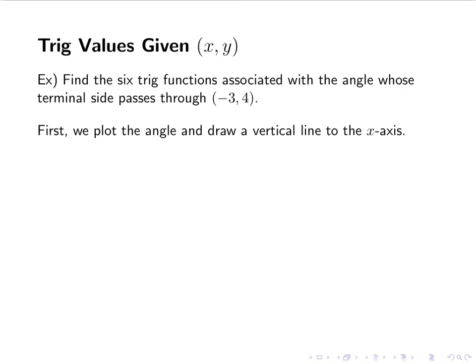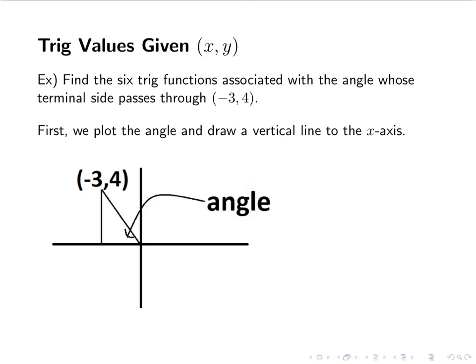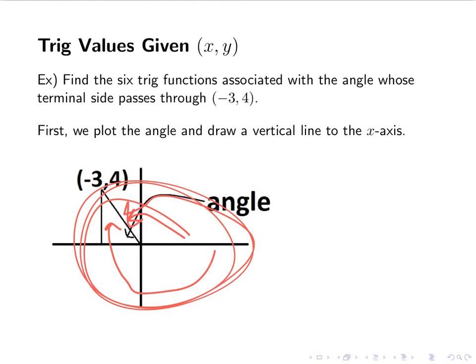So the first thing we're going to do is plot it. So -3, 4 is in quadrant 2. And once we've plotted that point, we draw the line from the origin to that point, and that's going to be the terminal side of our angle. Now it doesn't say which angle it is, because our angle could be this guy here. It could be this guy here. I could go around 20 times and then go to it. So the angle doesn't actually matter. What matters is the point that the terminal side goes through.